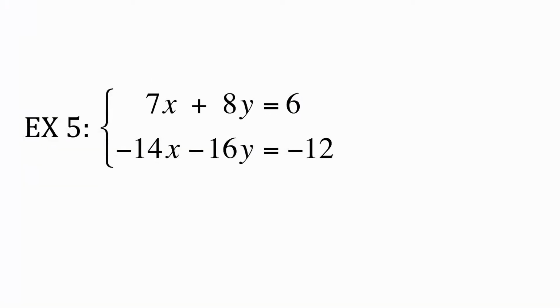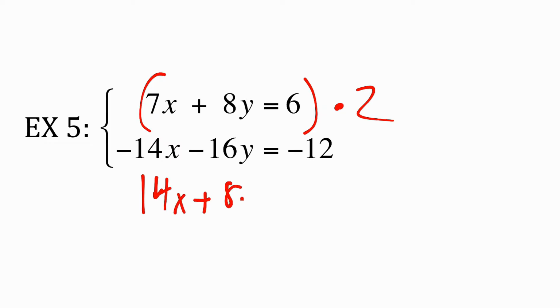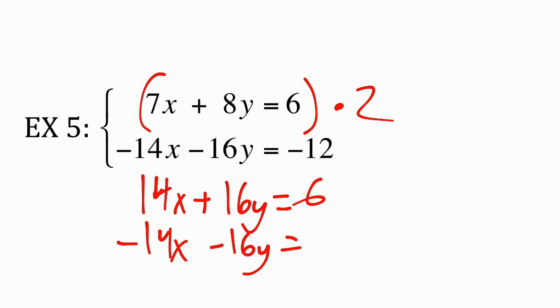Example 5, we've got 7x plus 8y equals 6, and negative 14x minus 16y equals negative 12. I'm going to take that first equation and multiply the whole thing by 2. That gives us 14x plus 16y equals 12. Oh my goodness, I made a mistake in that first equation. That was equals 12, and the second equation is negative 14x minus 16y equals negative 12.